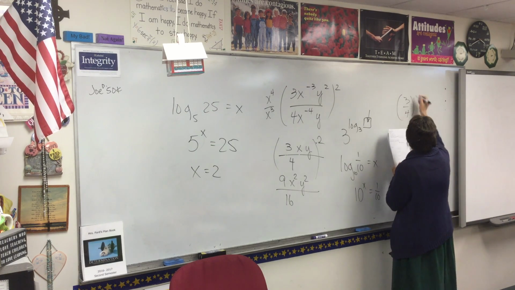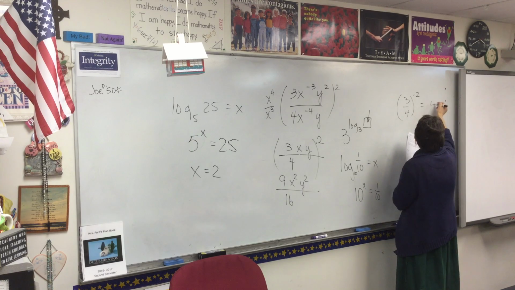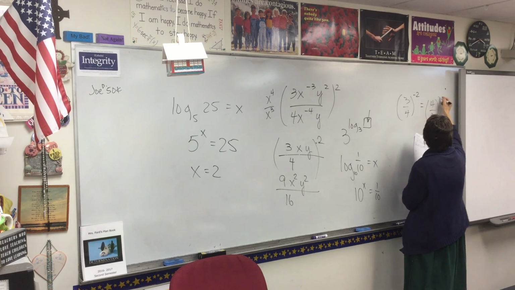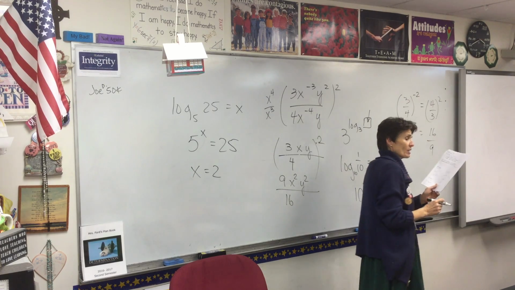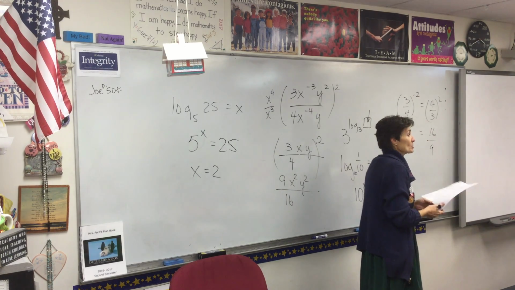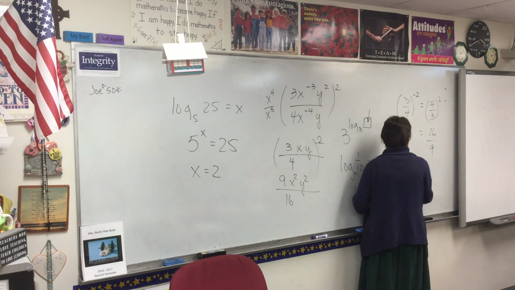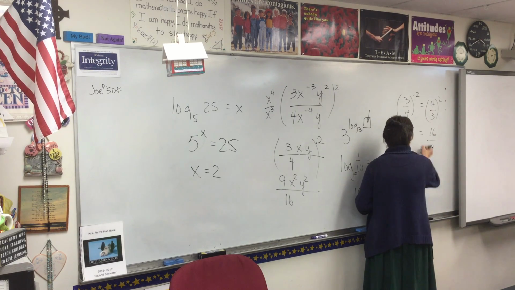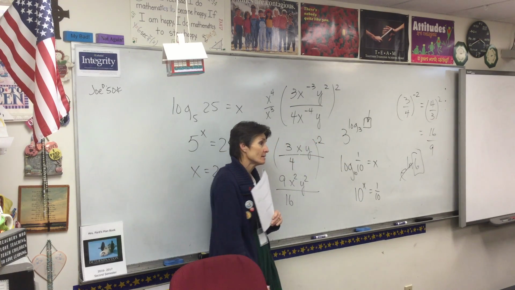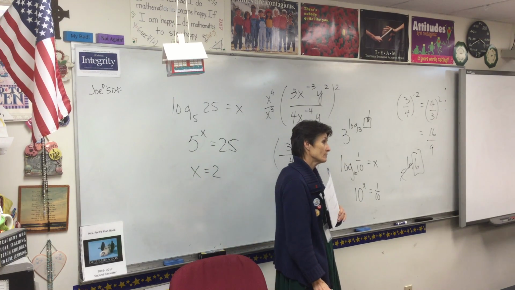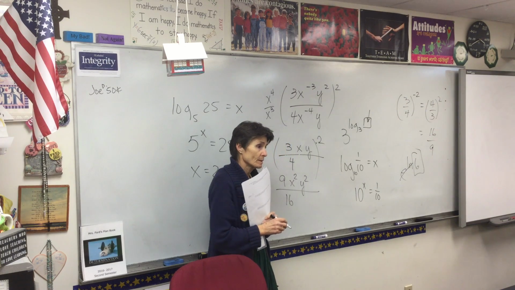3/4 to the -2nd is going to be 4/3 squared, which is 16/9. Hopefully the test will have a bunch like that, and a bunch like J. What's the answer to J? 6. When you have an E and an LN touching each other, gone.